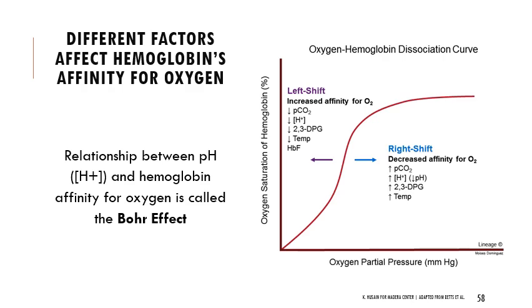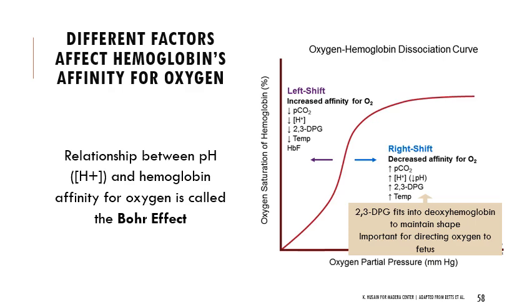And it turns out that the relationship between pH and hemoglobin affinity for oxygen is called the Bohr effect. So if you see that Bohr effect, it's referring to that relationship between pH and oxygen binding to hemoglobin. So what that 2,3-DPG actually is, is kind of a placeholder. It fits into deoxyhemoglobin, hemoglobin without the oxygen, to maintain its shape. And it's actually really important for directing oxygen from a maternal source to the fetus.